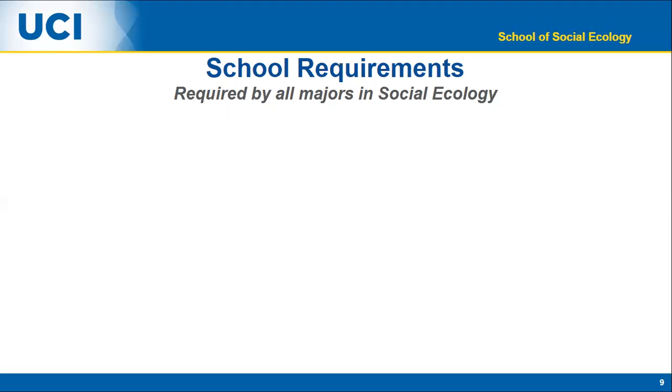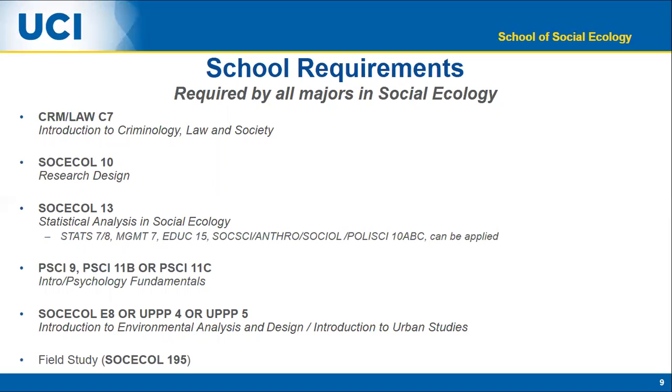So let's talk about some of your school requirements. Everybody in the School of Social Ecology has to take these classes. So you'll have to do one Introduction to Criminology, Law, and Society class, one Research Design class, that's Social Ecology 10. You have to do one Statistics class, so that's Social Ecology 13.